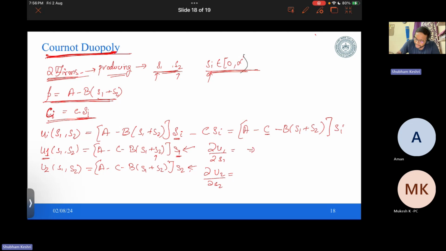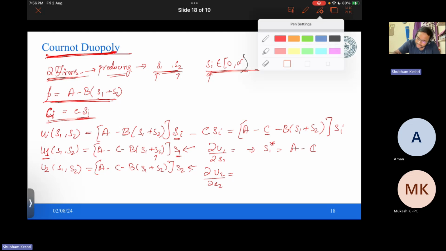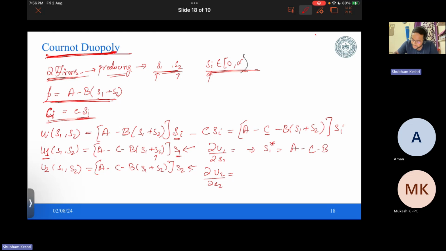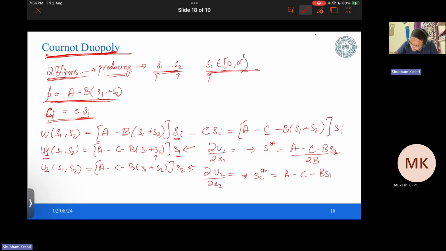When you partially differentiate, you will obtain S1 star, the best response of firm 1, as (A minus C minus B times S2) divided by 2B. And similarly, S2 star will be (A minus C minus B times S1) divided by 2B. Now you see, these best responses depend upon the strategies of the other player. So S1 star depends upon the strategy S2 and S2 star depends upon the strategy S1.